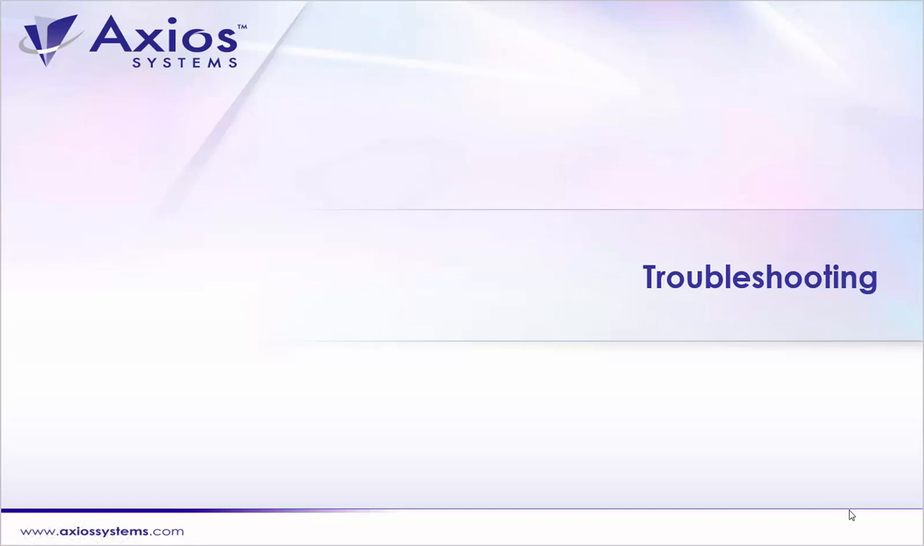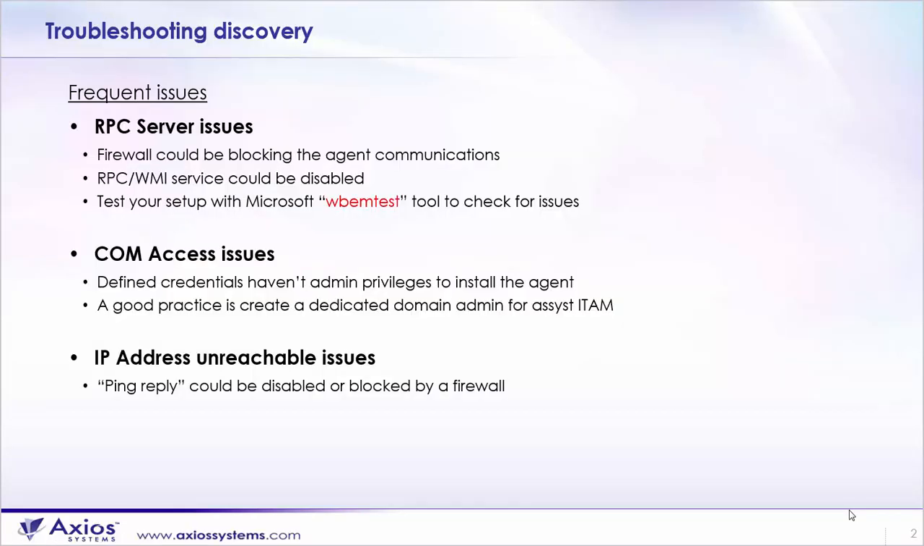We're now going to talk about troubleshooting. Frequent issues we've come across when using ITAM have included RPC server issues. So the firewall could be blocking the agent's communications, the RPC or WMI service might be disabled, and we can test our setup using the WBEM test to check for issues.